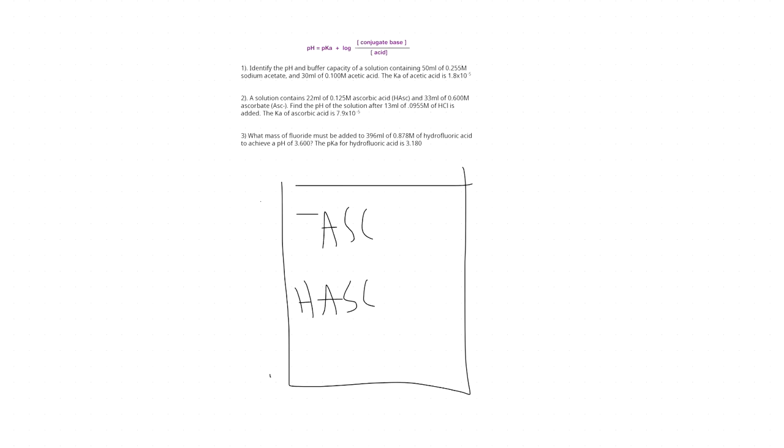When you add HCl, what does HCl break up into? It's a strong acid, so it breaks up completely into H plus and Cl minus. In this case, the Cl minus isn't important to us, so we can just forget about that. But basically, when we add HCl to the solution, it breaks up into H plus and Cl minus completely because it's a strong acid.